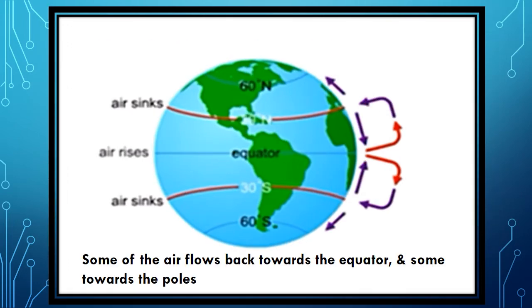So children, you see some of the air that gets cooler and denser sinks, and some of it flows back towards the equator. It divides into two parts. Some flows back towards the equator and some towards the pole. In the northern hemisphere some goes towards the equator and some towards the north pole. Similarly, down here some goes towards the equator and some towards the south pole. The air sinks.